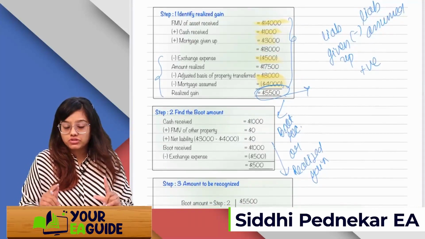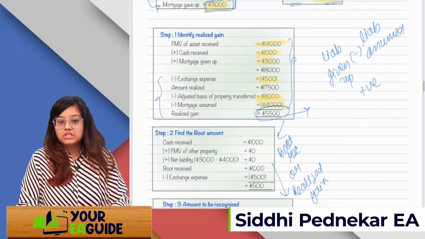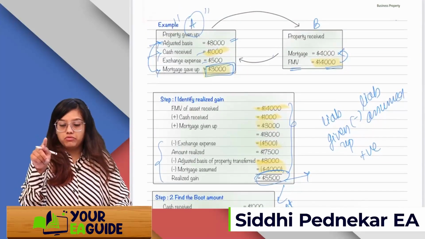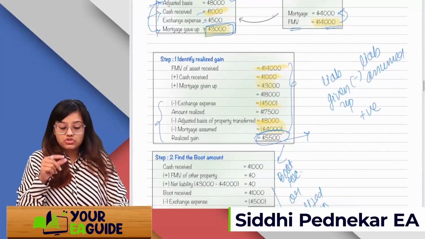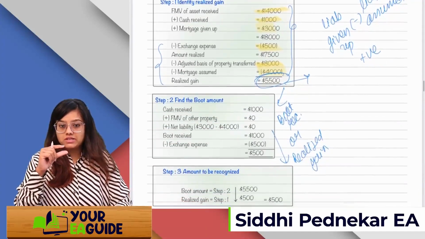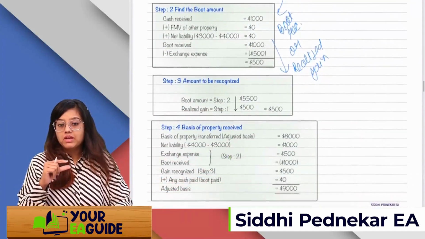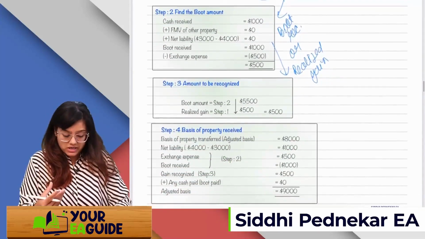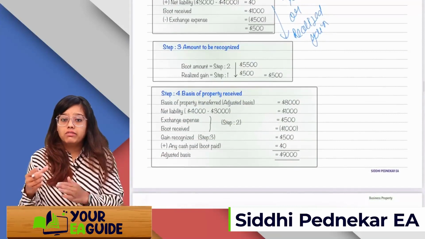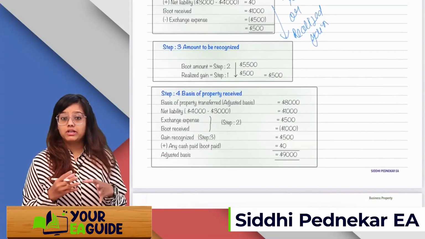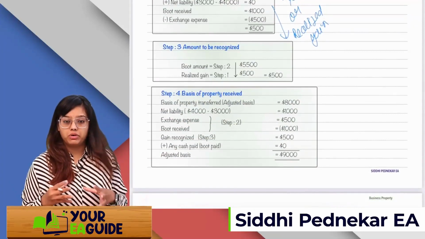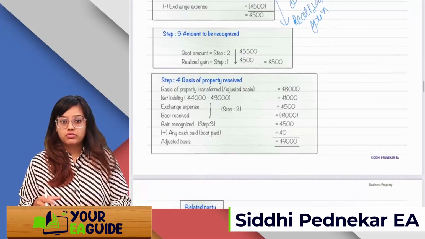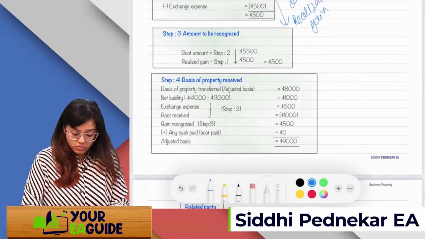First and foremost thing which you'll have to remember, whenever you see this type of sum, just draw the charts like this. Whatever you are giving up, whatever you are receiving, and just draw the steps. Step 1 is this. Step 2 is find the boot amount. Step 3, out of step 2 and step 1, what you are going to recognize. Then whatever property you are receiving, what will be the basis of that property which you are going to include in your books. There is one calculation which you will have to remember, and this is most important.